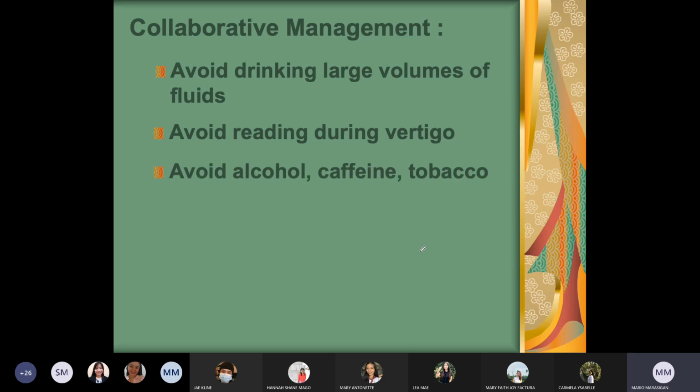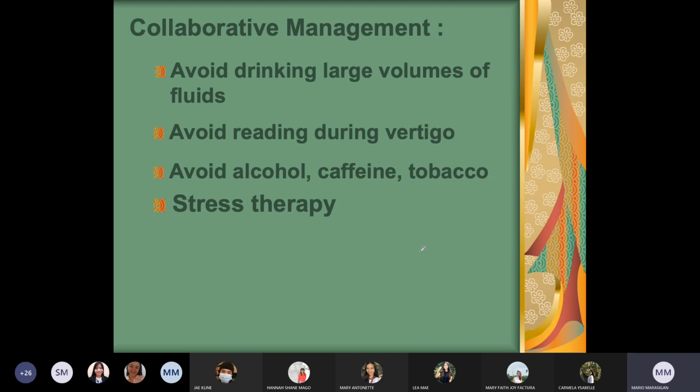Avoid alcohol, caffeine, and tobacco. Okay, because it can trigger your vertigo. Because very important, stress therapy. The attack usually precipitated by the stress. Okay, you know, if you have Meniere's, wala, hindi naman gumagaling pag may Meniere's.